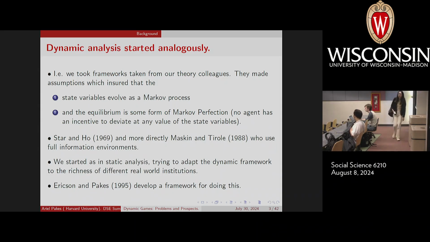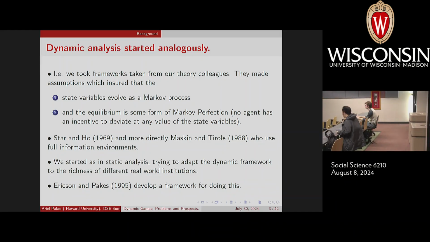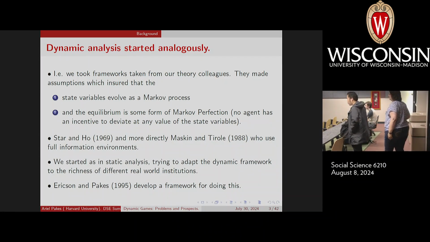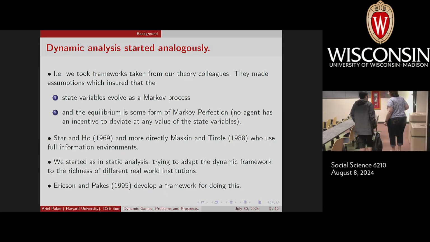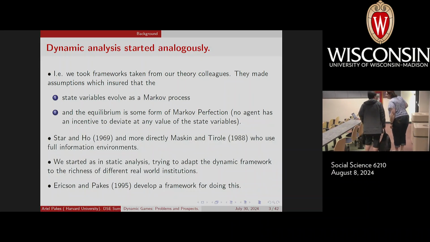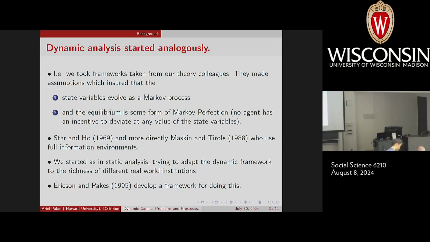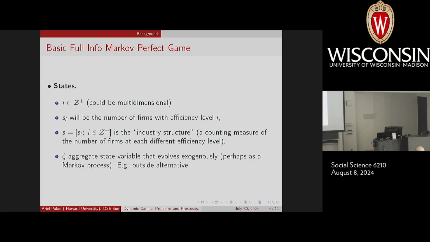So this starts way back in OR with Star and Ho, but the most direct thing to I/O starts with Baskin-Tirole, 3 articles, 2 of them in Econometrica and 1 in the European Review. And when we started trying to adapt the dynamic framework to the richness of real-world institutions, just like we did with static stuff, okay? So the framework for doing this is usually this paper I wrote with Rick Erickson. This started when I was still a student, okay? Rick was a first-year graduate student, a first-year assistant professor. So I'm going to go through that and then show you where we got to today.